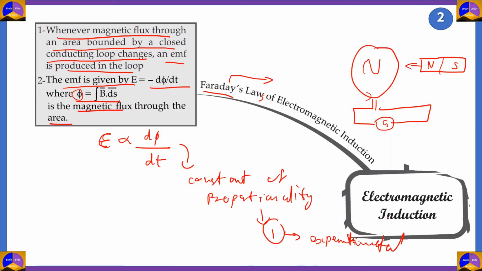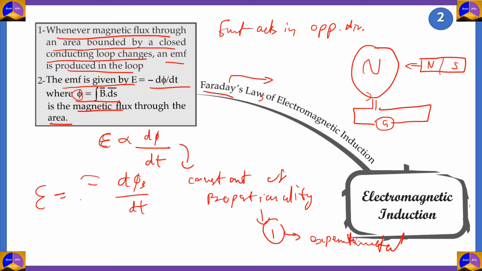So when Faraday and other scientists started experimenting on this phenomenon, they found out that the constant of proportionality between E and d phi by dt is 1. However, they also noticed that the EMF acts in the opposite direction. So therefore, the relation is E equal to minus d phi by dt. The negative sign again indicates the direction of EMF, which is opposite to the direction of the magnetic flux.